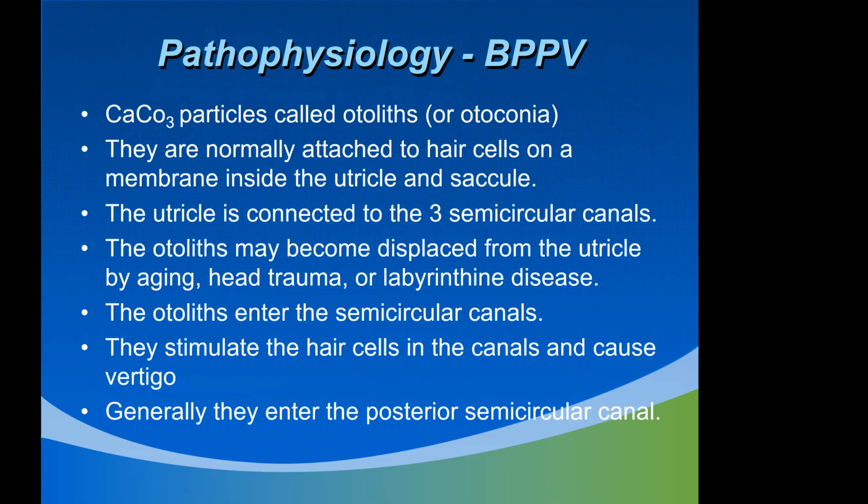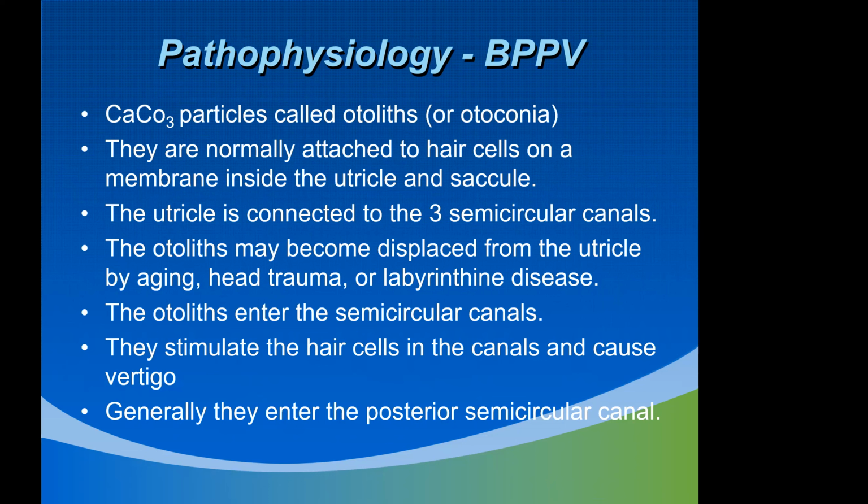Pathology of BPPV: how does BPPV occur? There are calcium carbonate particles called otoconia or otoliths, small stone-like things. They are normally attached to the hair cells on the membrane inside the utricle and the saccule, and they have no business coming into the semicircular canal. The hair cell is attached to an otolith. Whenever the endolymph moves there, the otoliths move, the hair cells move and trigger an electrical impulse. This happens in the utricle and the saccule.